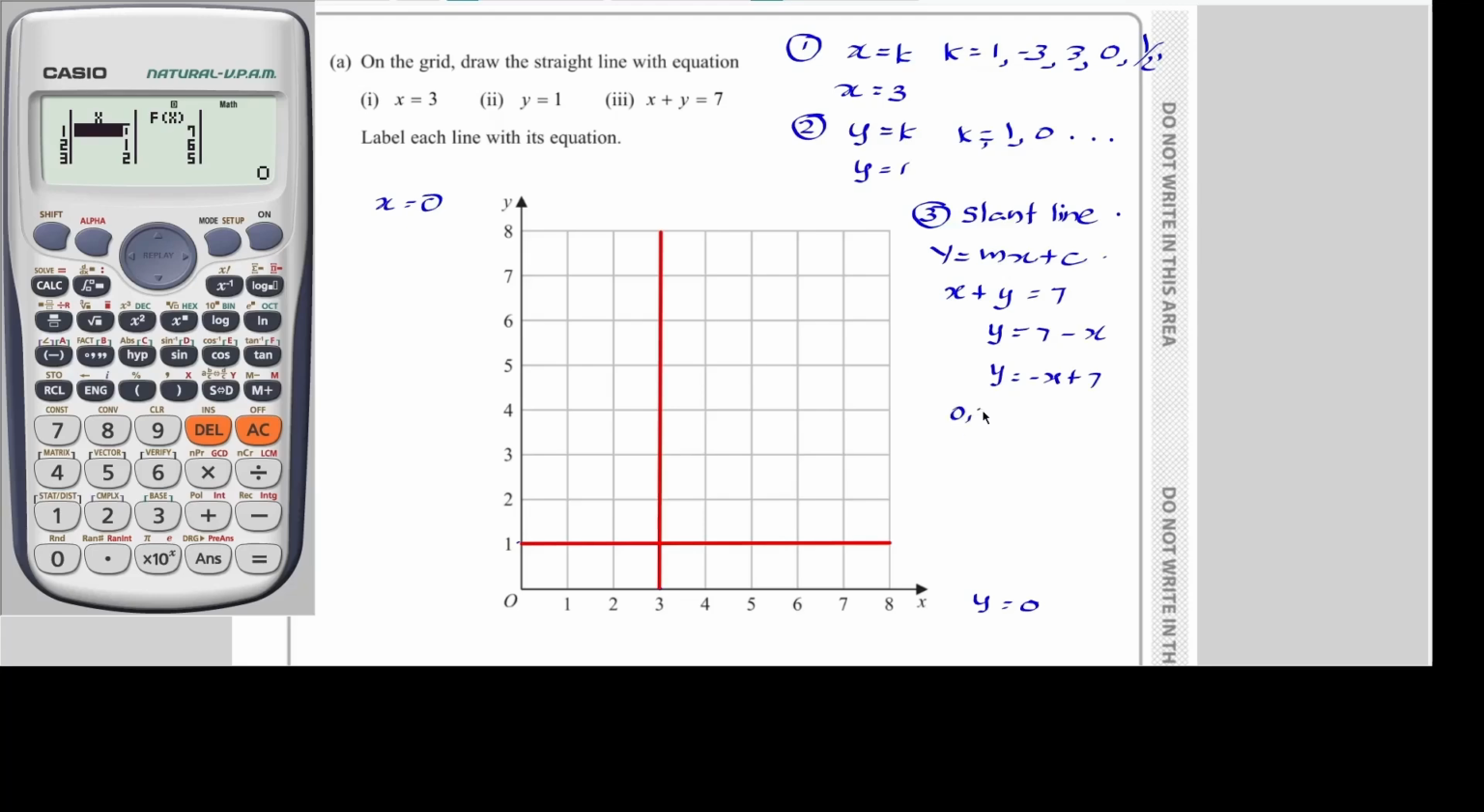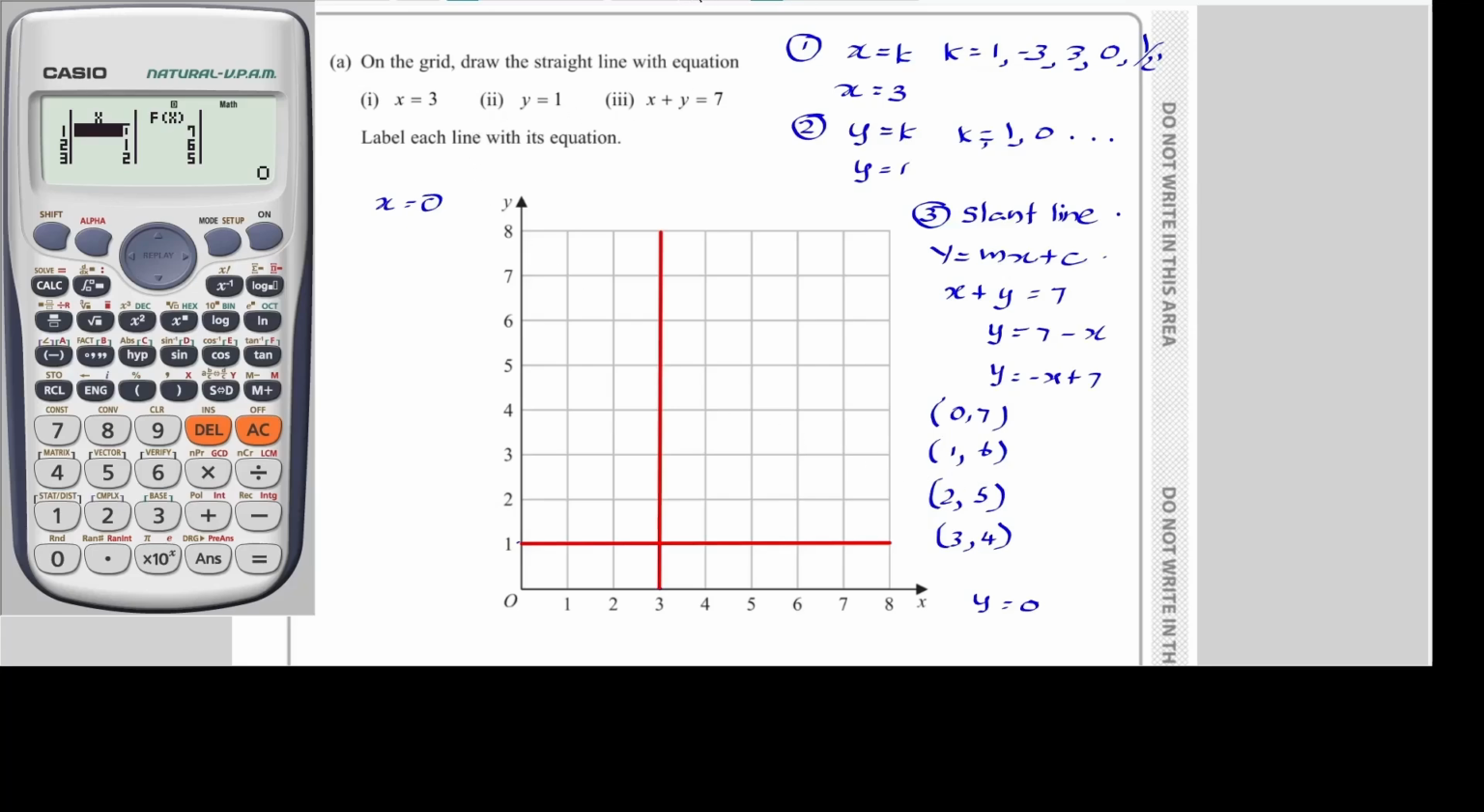0, 7, 1, 6, 2, 5, 3, 4. You know, when plotting this one, 3 coordinates are enough. If you are asked otherwise, you need to get them all. But if there is no limitation, you can have just 2 as well or 3. That's enough. Let's plot them now.